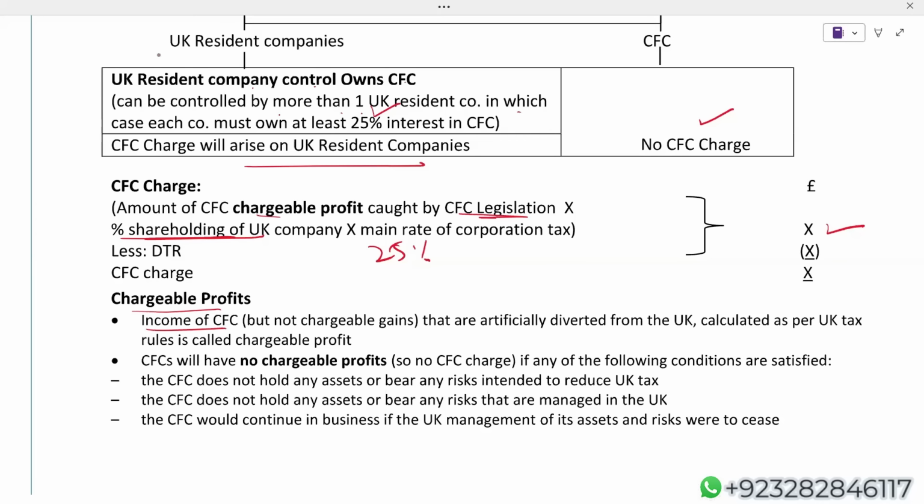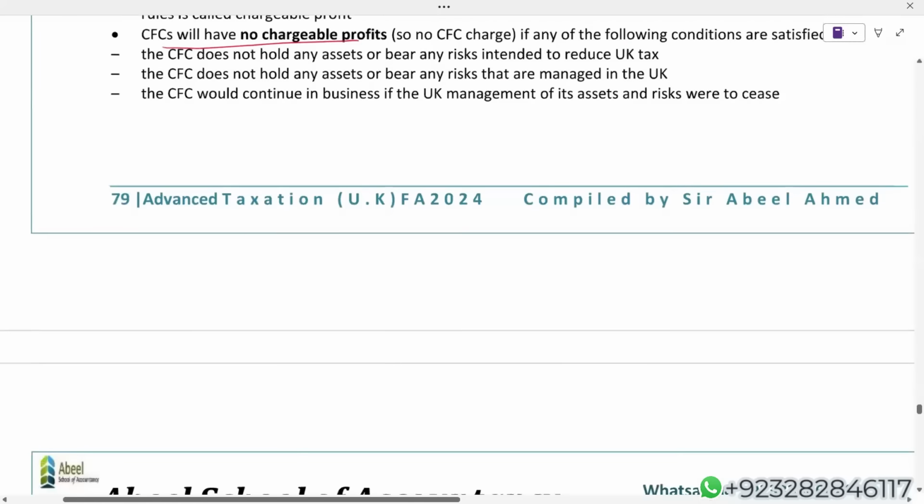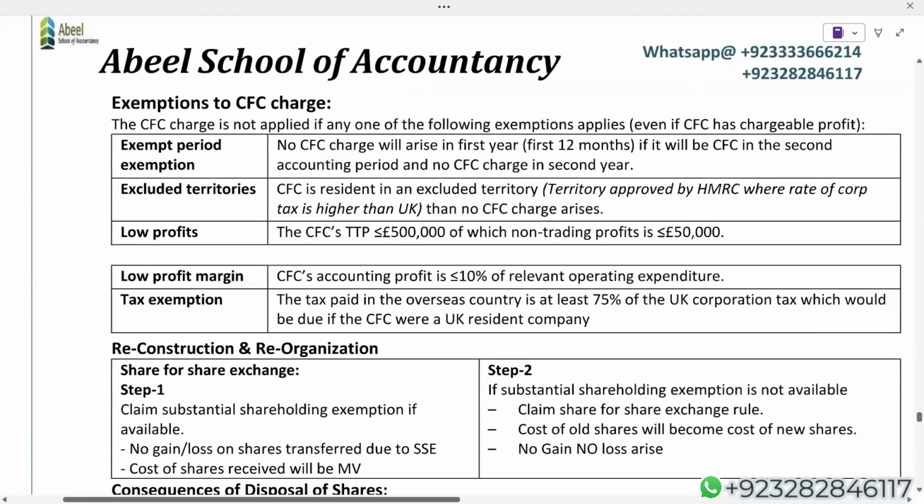Income from CFC. A CFC will have no chargeable gains, only income from the CFC that is artificially diverted from the UK. Most of the time, the examiner directly gives you the chargeable profit, so don't worry at all. You just need to know one thing.